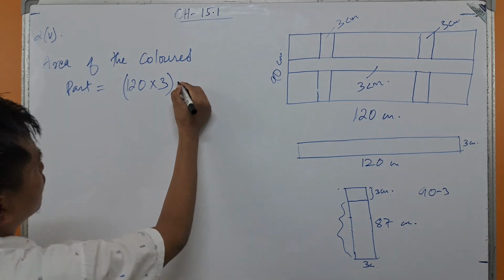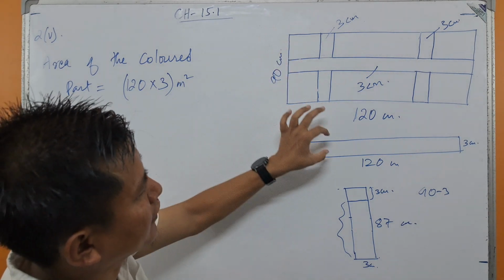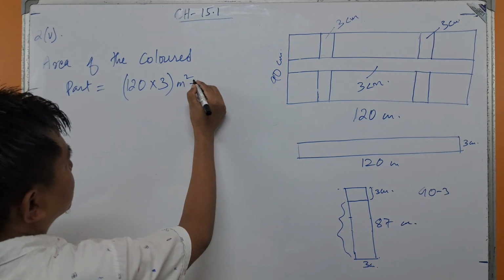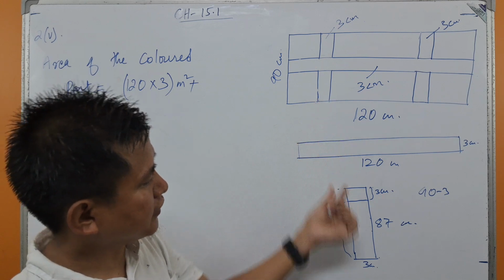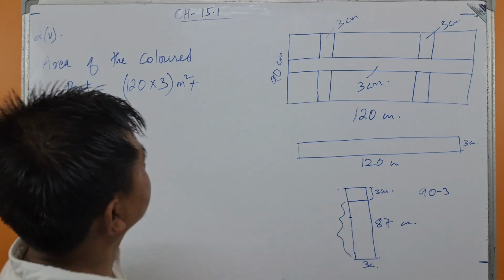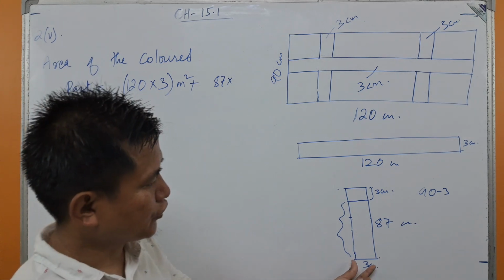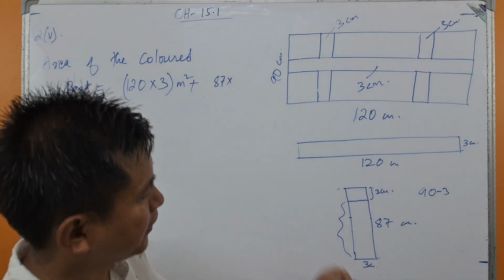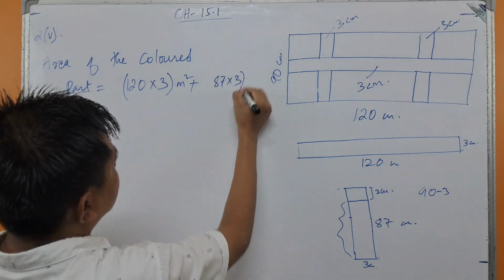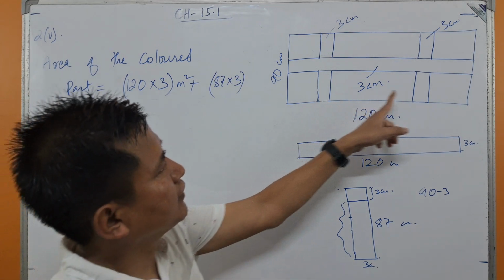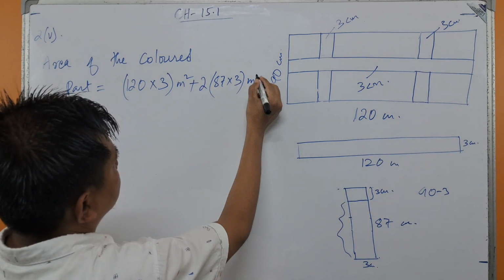meter square. We should not multiply this with 2 because there is only one rectangle in the middle, plus now here we have to find the area of this rectangle, isn't it? So length is 87 into breadth is 3, length into breadth. We have similar rectangle here also, so we multiply by 2, meter square.